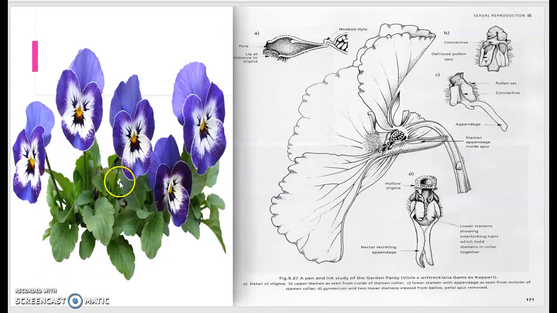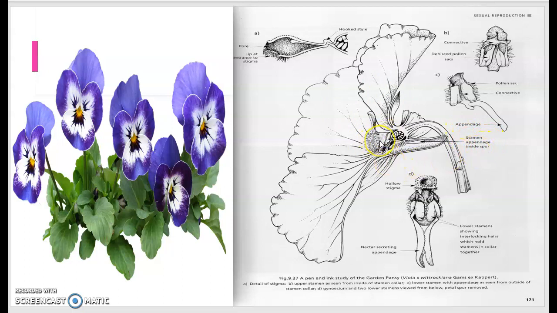Now this is pansy flower. As I said, you can see that they will be developing some mechanical barrier. Here this is the cross-sectional view so that you can see it very clearly. This is a structure like a hooded structure which is found near the stamen. This is completely stamen. You can see that stamen appendage inside spur.